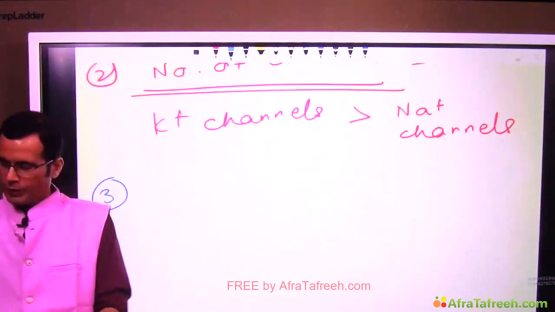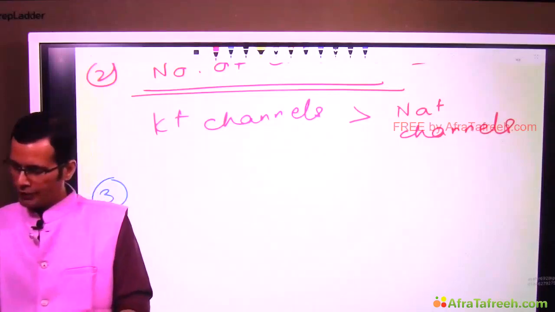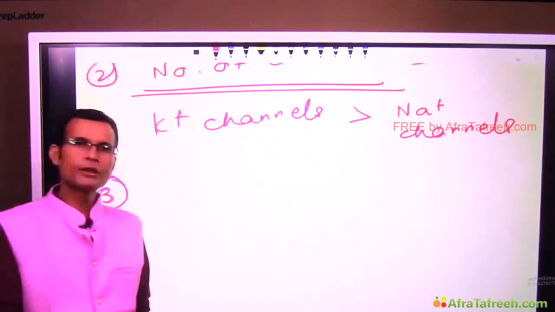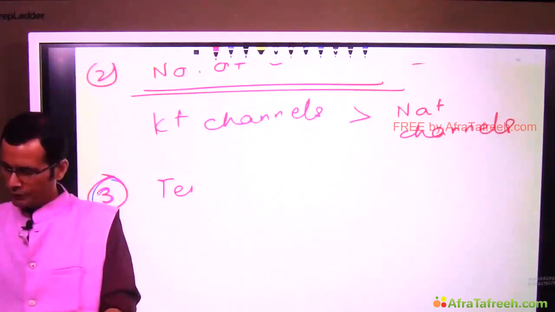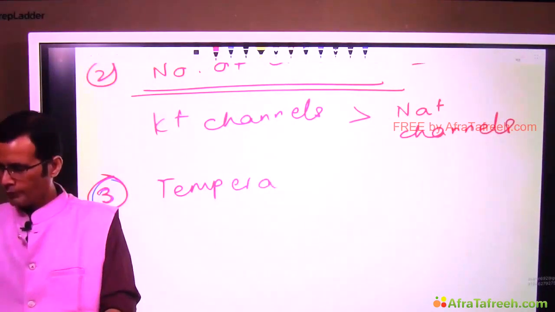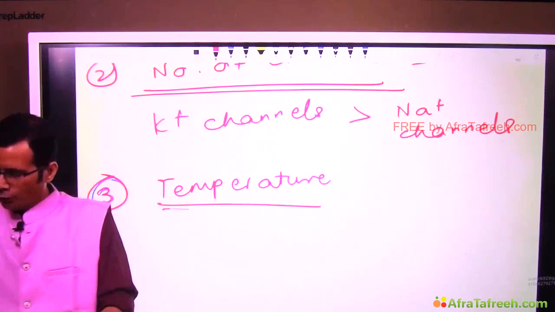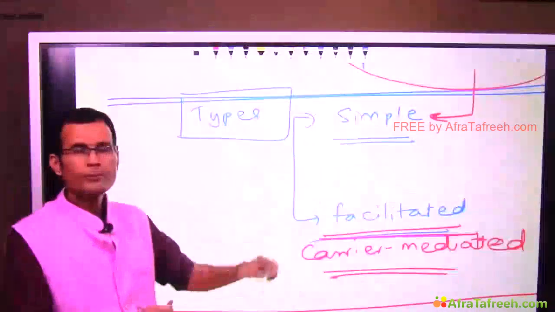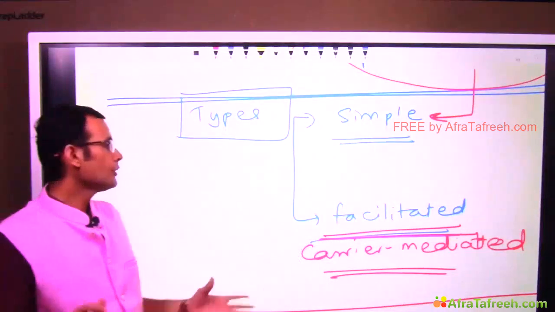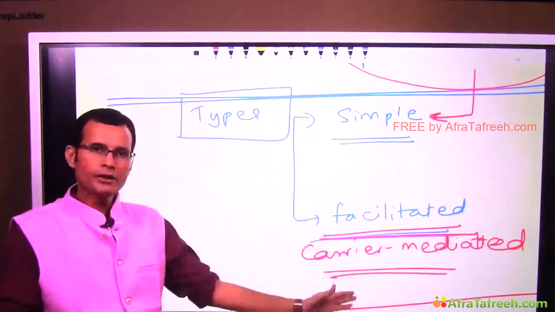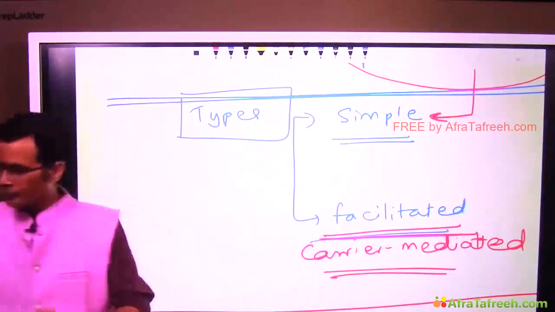Okay. The third factor that influences the rate of simple diffusion is temperature. We will just add one point here. I said facilitated diffusion occurs by virtue of a carrier. It's a carrier mediated transport.